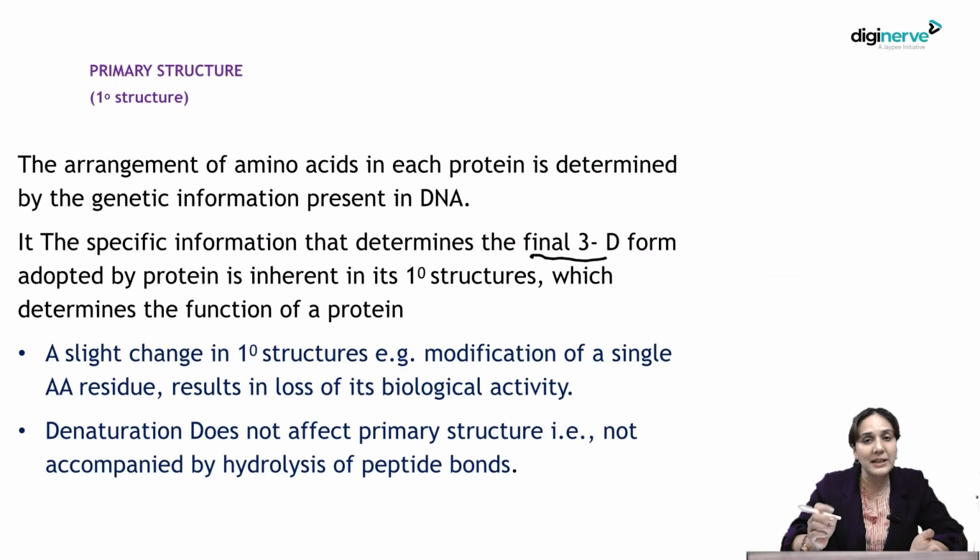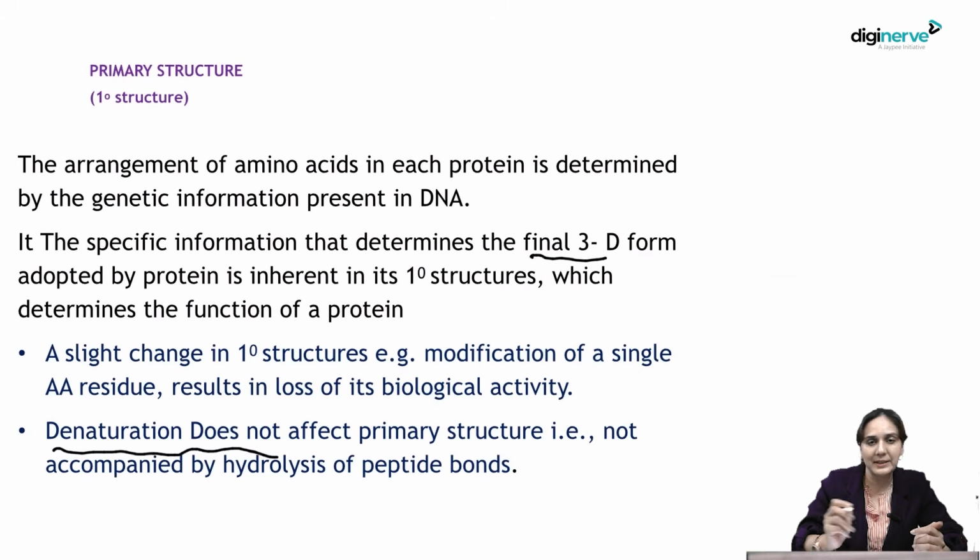Even a slight change in primary structure, that is modification of even a single amino acid residue, can lead to loss of its biological activity. So for a protein to be functional, the proper sequence of amino acids is required, and even if one amino acid is deranged or different, it can lead to loss of biological activity of the protein. So it's very important.